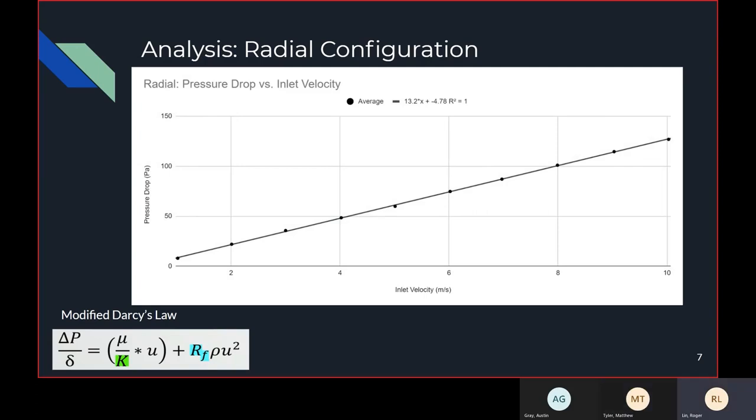The same process for the linear configuration was tried for the radial configuration. However, the equation for the pressure drop versus inlet velocity was linear. This creates a problem with the parameters used to create the ANSYS simulation, as they require a quadratic equation to find correct parameters, as shown again from the modified Darcy's law.